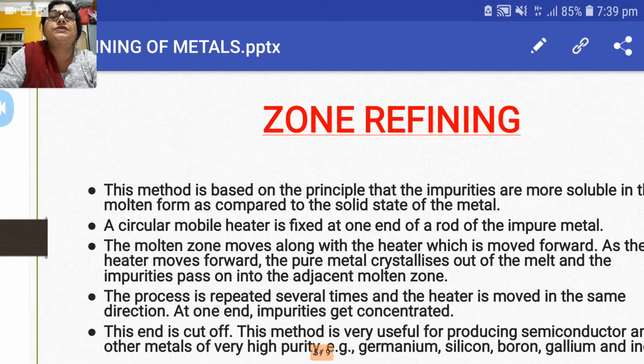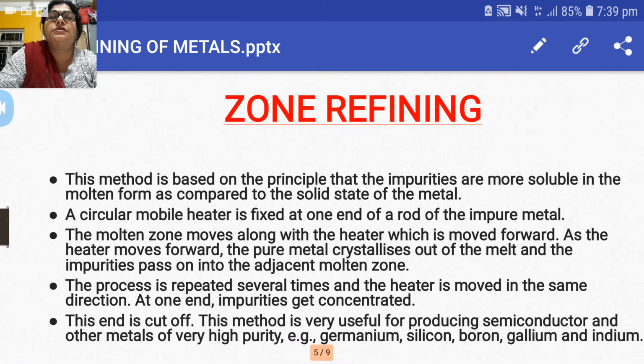Okay. So the next one you see is zone refining. Zone refining is a very important process of refining, and in boards the questions are always asked based on the principle of zone refining. This method is based on the principle that the impurities are more soluble in the molten form as compared to the solid state of the metal. That means the metal has to be converted to the molten form so that the impurities become more soluble than in the solid state of the metal.